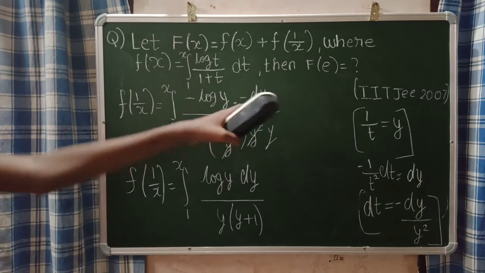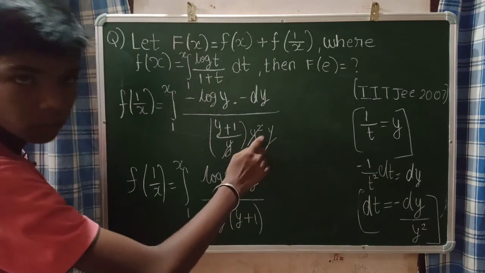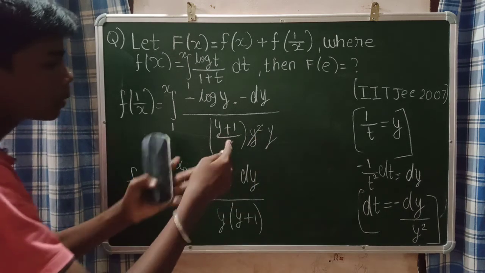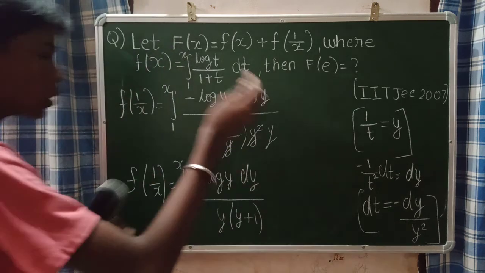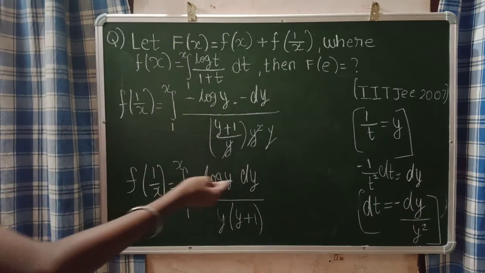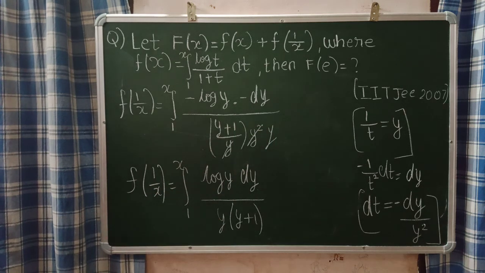Because y plus 1 divided by y into y square is y into y plus 1, because this y and 1 y into y square will get cancelled. So you will be left with y plus 1 into y. That is what I wrote here. I'm just solving this. Minus into minus is plus, log y dy divided by y plus 1 divided by y into y square, which will be y into y plus 1. That's what I wrote now.